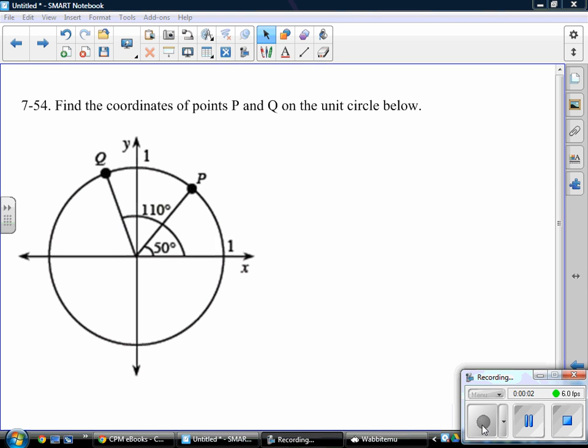This is problem 7-54 from section 7.1.4, part 1 homework. It says find the coordinates of points P and Q on the unit circle below.